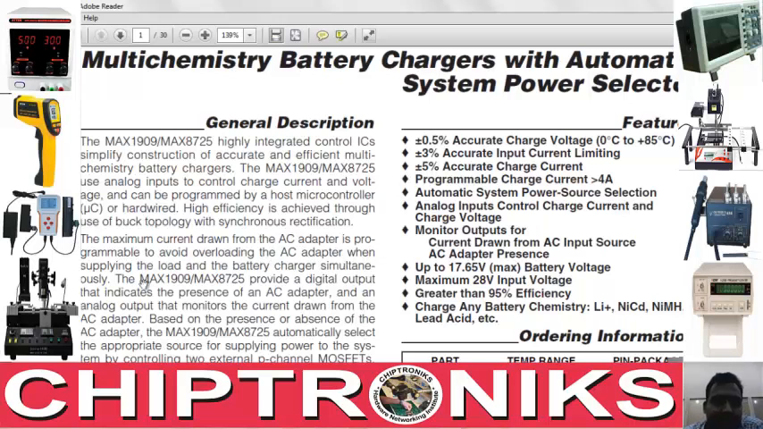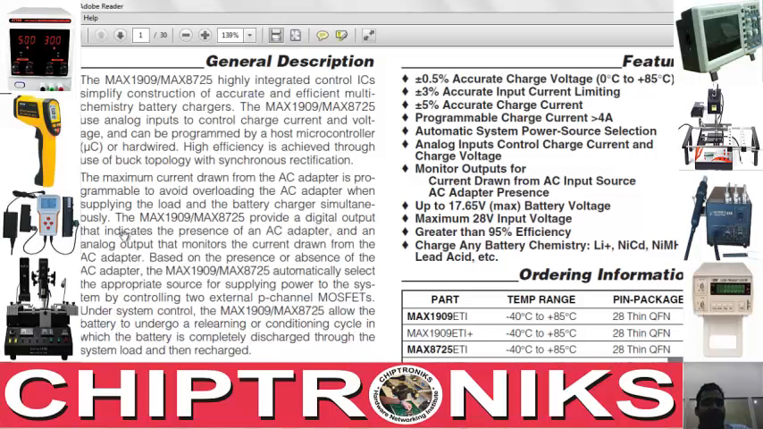Let's study this data sheet. It's written that the maximum current drawn from the AC adapter is programmable to avoid overloading the AC adapter when supplying the load and battery charge simultaneously. We'll understand the meaning of this line. It says that for this charger IC, the maximum current drawn from the AC adapter is programmable. This maximum current drawn by the charger, the output is given to the IO controller. The MAX1909-8725 provides a digital output that indicates the presence of the AC adapter and an analog output. The digital output is AC OK, whereas the analog output is IINP, the input current monitor output, and we'll see that in this data sheet.